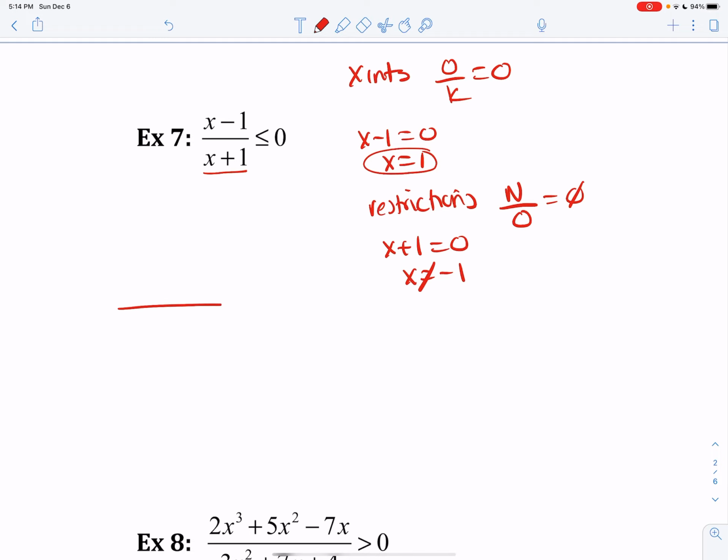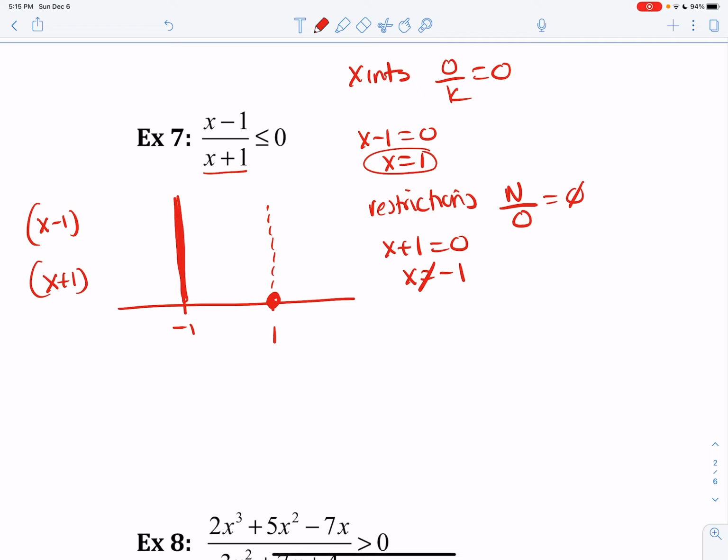So we're going to take those critical key values, that negative 1 and a positive 1. Positive 1 was an x-intercept. The negative 1 was a restriction. So I'm just going to make this a solid line, just remembering that that was a restriction. And we're going to take those factors, just like we did with the polynomials, and put these on the left side. So we have that quantity of x plus 1, and we have that quantity of x minus 1.